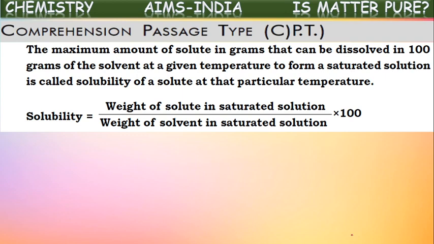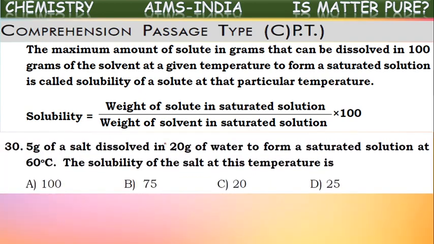To calculate the solubility, a formula is also given: weight of the solute in grams by weight of the solvent in grams into 100 in a saturated solution. So this is the formula to calculate solubility, that represents the amount of solute present in 100 grams of solvent at a saturation level. So solubility can be calculated by using the formula weight of solute by weight of solvent into 100. This gives solubility. Next, let us see some questions based upon this.